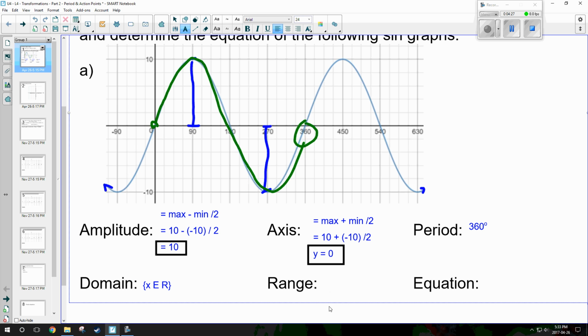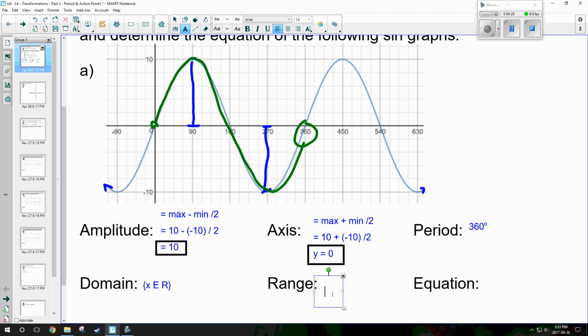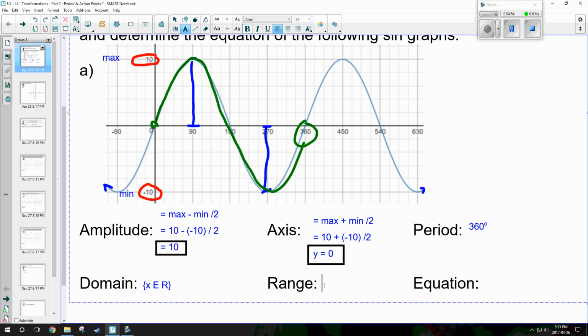And our range, remember, the range is always dependent on the maximum and the minimum. In this case, we see that our maximum is up here at 10, and our minimum is down here at negative 10. So our range is always dependent on our maximum and our minimum, and it's always in between our maximum and our minimum.